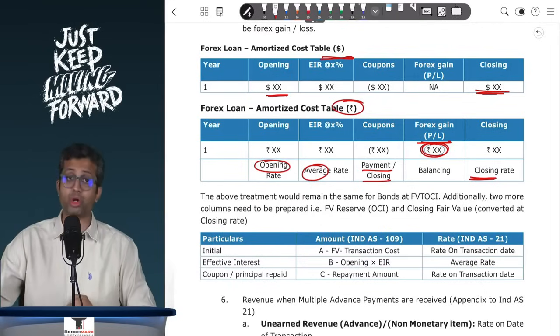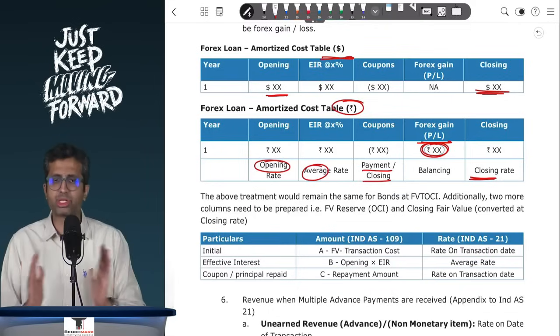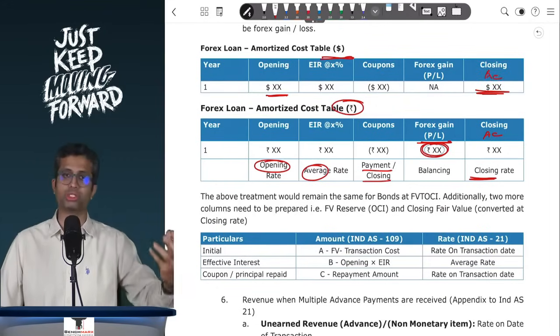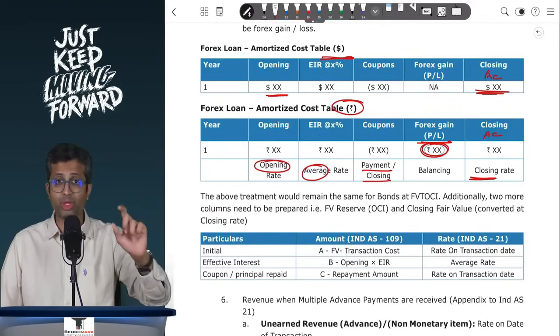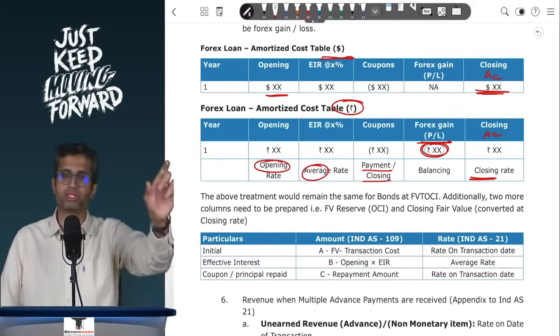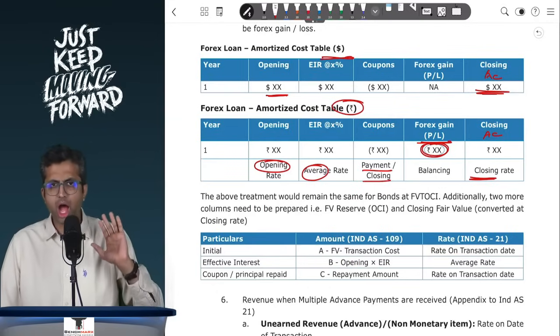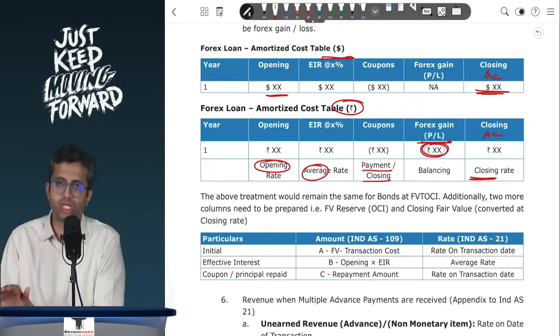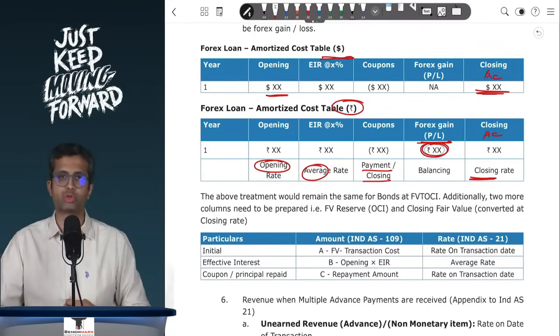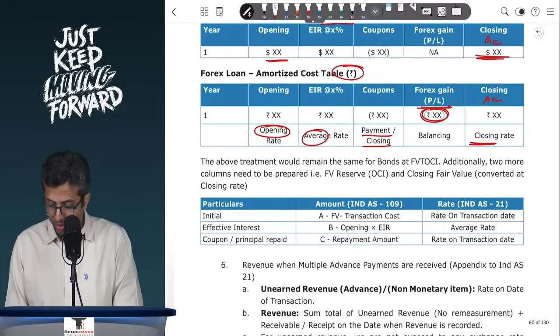Is it possible that these bonds are FVOCI bonds? Well, yes, in which case the same working will apply till this column. However, additionally, this is the closing amortized cost. Now we'll have to compare the closing amortized cost with the closing fair value, and we'll do sums on this. Closing fair value, and if there's a difference, that is a fair value gain, which will go in the OCI, fair value reserve as a part of OCI. Now, the foreign exchange gain will go to the P&L, but the fair value gain is as per Ind AS 109, and if 109 says it has to go to the OCI, well, it has to go to the OCI. So the above treatment will remain the same for bonds at FVOCI. Additionally, two more columns will be needed: fair value reserve and closing fair value.